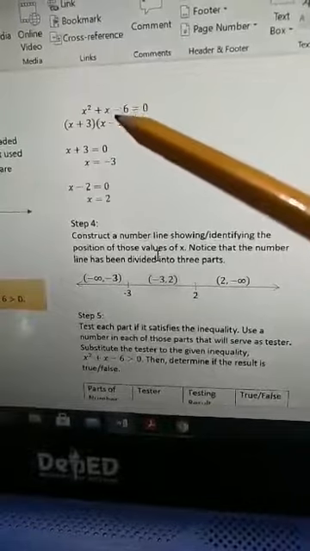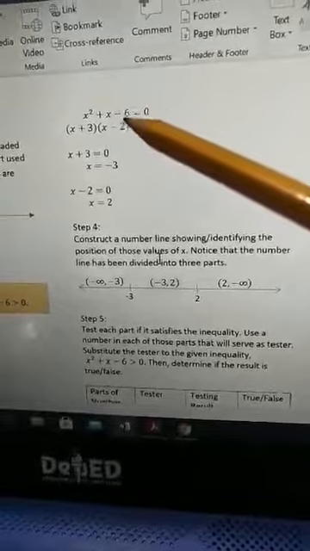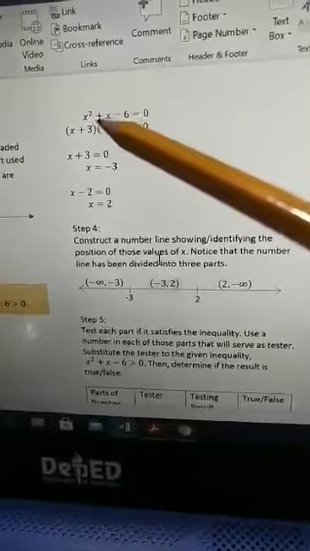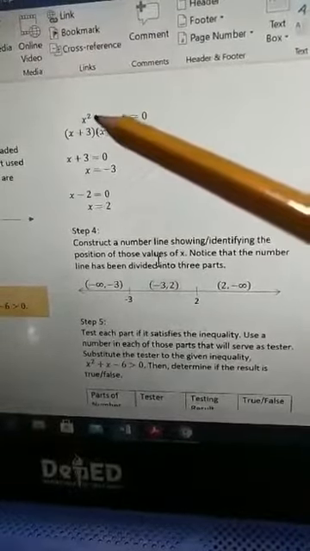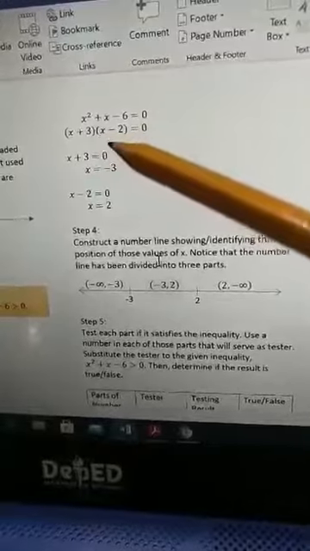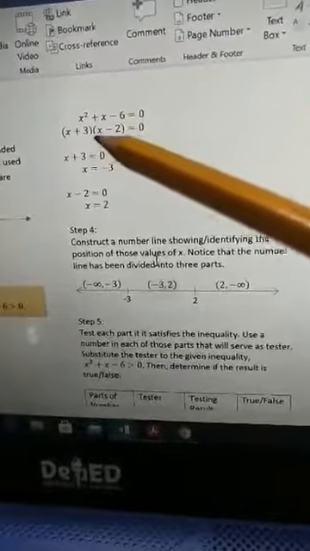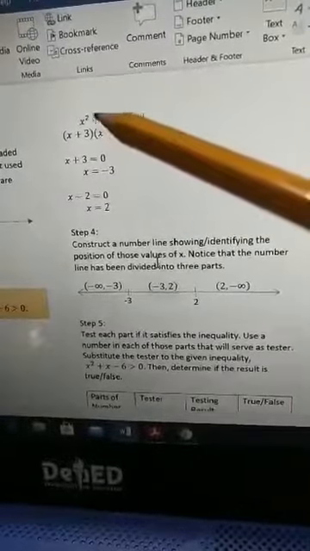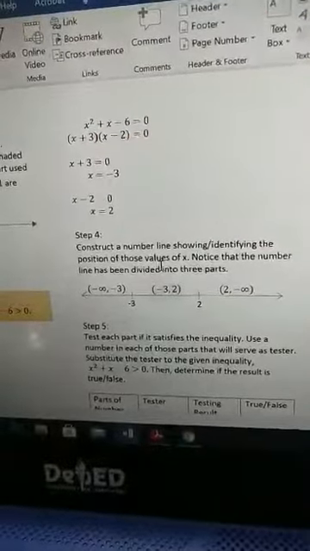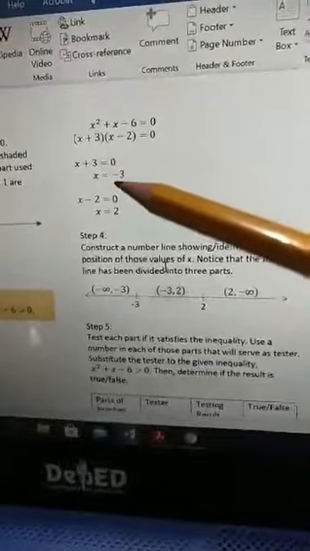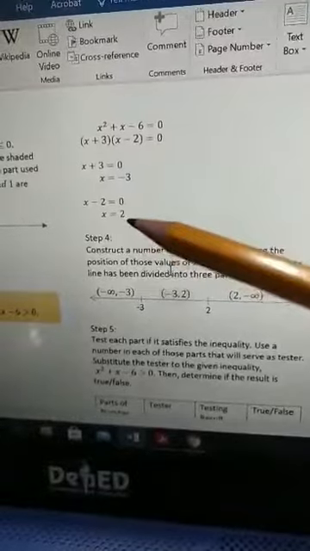It is negative 6. Because it is a product, it tells us that the signs of our factors are different. And the sum is positive, which tells us that among the different factors, the larger number must be positive. So the 3 became positive and the negative 2 is negative. Then we equate each factor to 0. The result for x is negative 3. We equate x minus 2 to 0. The result is positive 2.